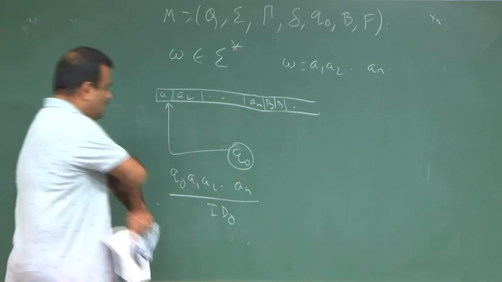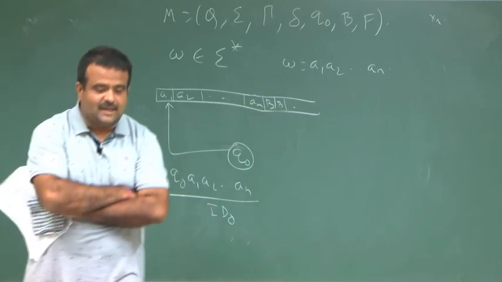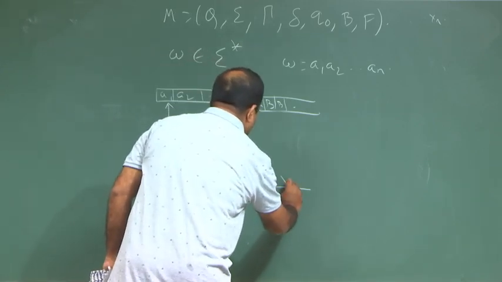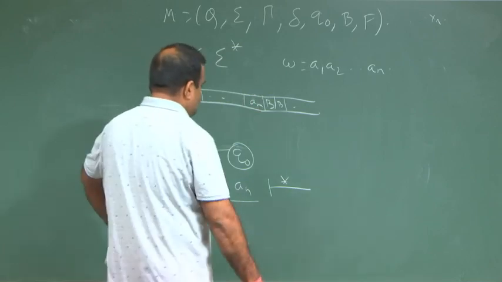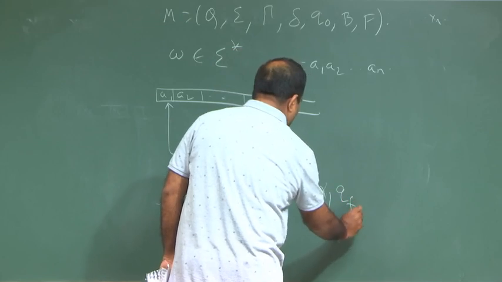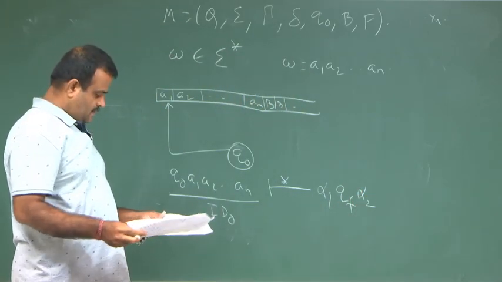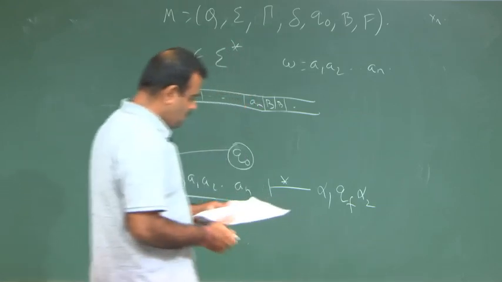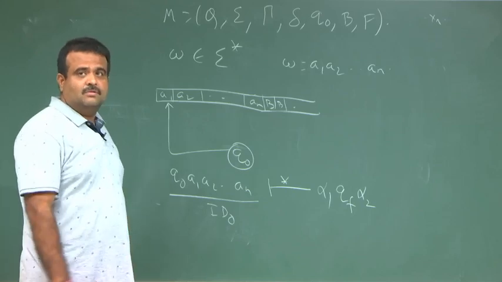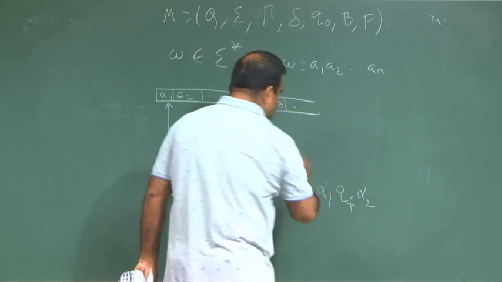This we denote by ID 0. Now, if this initial ID moves to some situation like this, some alpha 1, then QF, alpha 2. Here we do not care about alpha 1, alpha 2. Alpha 1, alpha 2 are just a string of tape symbols, a mixture of input symbols, blanks, all these things. The only thing we care about is the states.